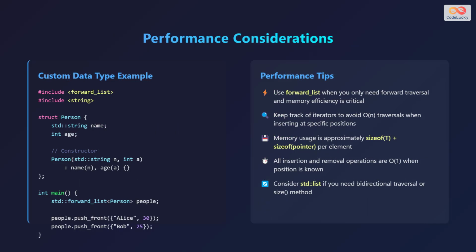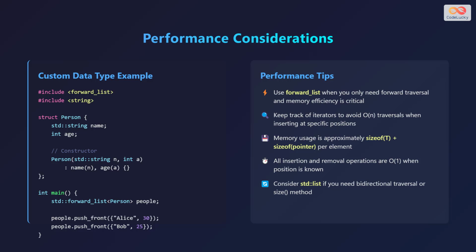When working with forward_list, there are some performance considerations to keep in mind. In the code example, we define a structure called person that contains a name and age. We create a forward_list of person objects and add 2 people to the list. To improve performance, use forward_list when you only need forward traversal and memory efficiency is critical. Keep track of iterators to avoid big O of n traversals when inserting at specific positions.